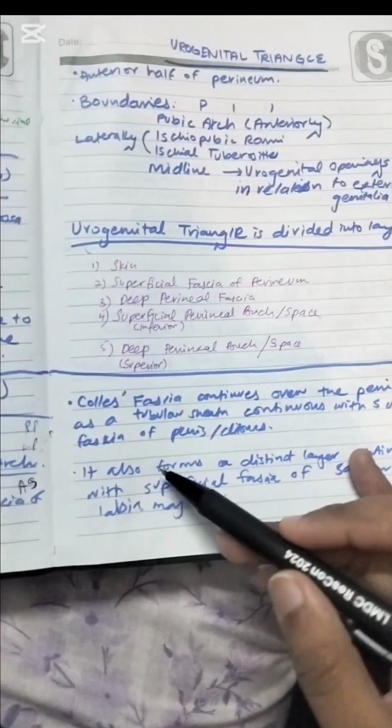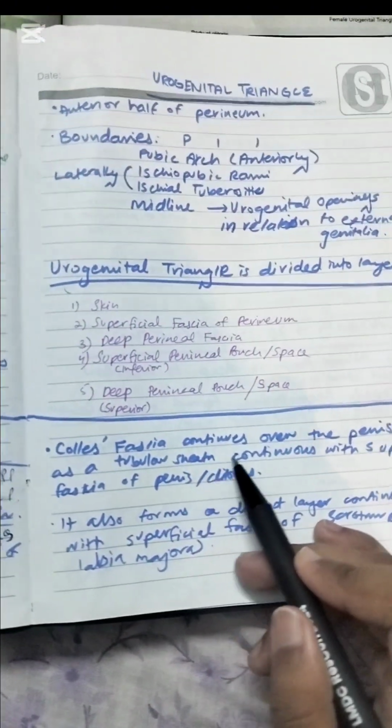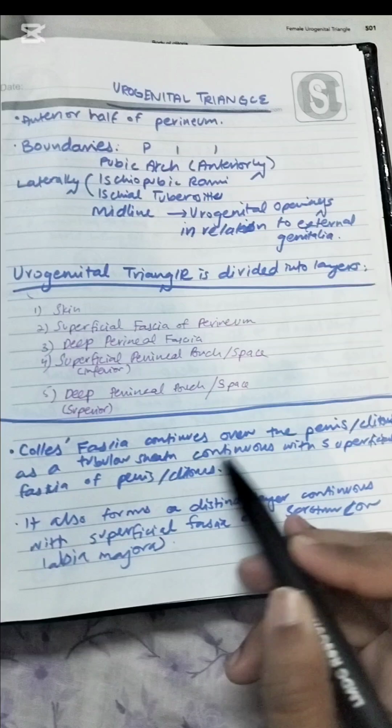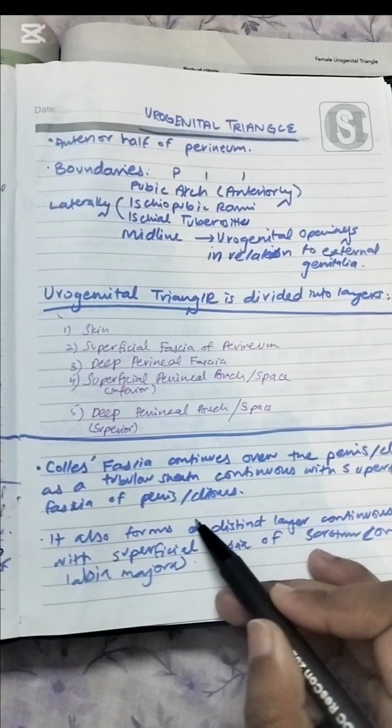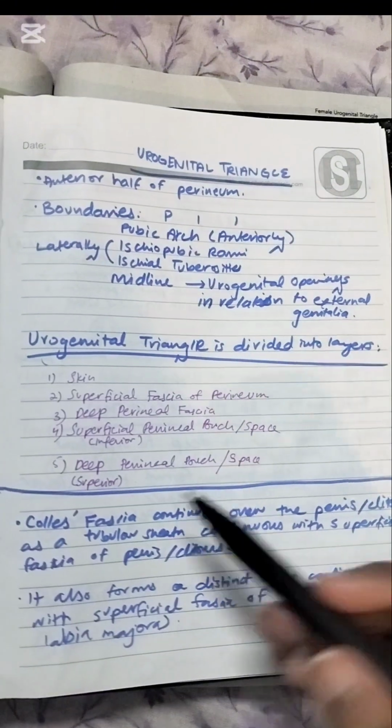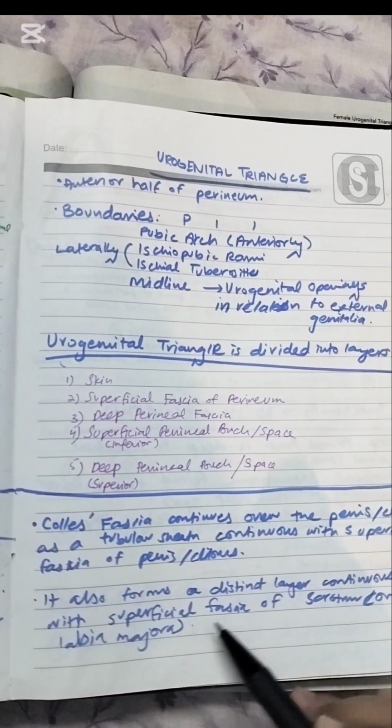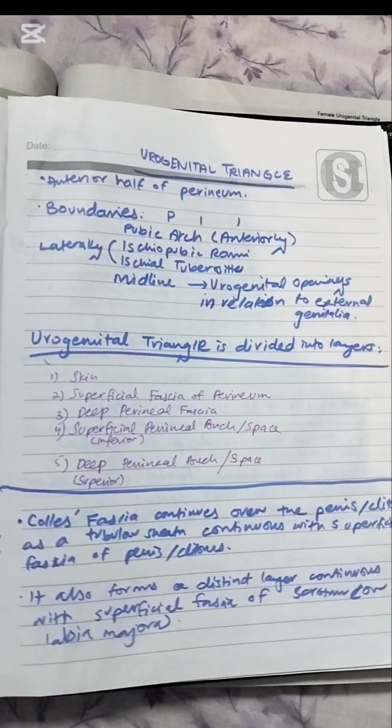Now let's talk about Colles fascia. Colles fascia is going to continue over the penis or the clitoris as a tubular sheath, which is continuous with the superficial fascia of the penis or clitoris. It also forms a distinct layer which is continuous with the superficial fascia of the scrotum or the labia majora.